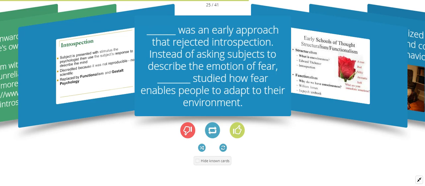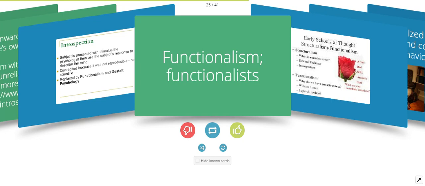Blank was an early approach that rejected introspection. Instead of asking people or subjects to describe the emotion of fear, this type of psychology studied how fear enabled people to adapt to their environment: functionalism. So the approach is called functionalism, and this is William James, who also wrote the first psychology textbook, gave the first psychology lecture at Harvard University, and is considered the father of American psychology. So this was William James's approach to studying the mind, studying behavior.